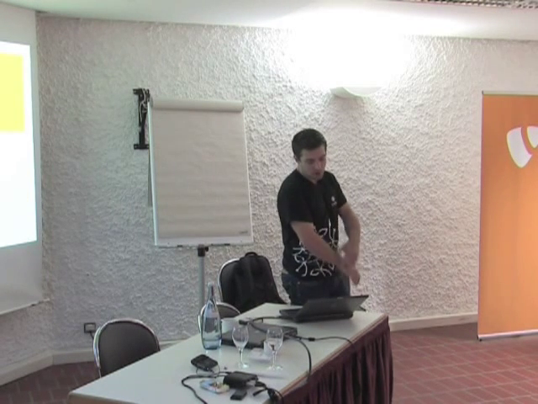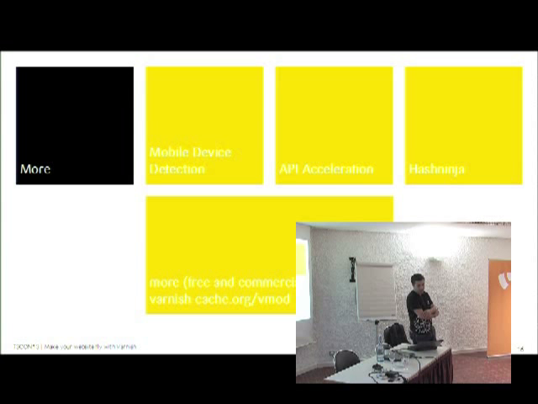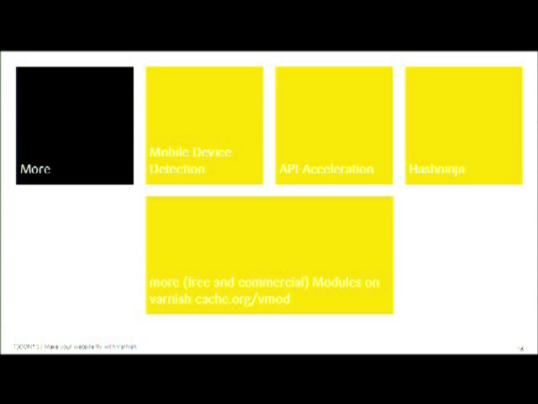There are a few more modules available, like mobile device detection, where you can decide on the Varnish side whether it is a mobile client or not, API acceleration for APIs, the Hash Ninja plugin, which I will come to later, and much more, which are listed on the website if you're interested.